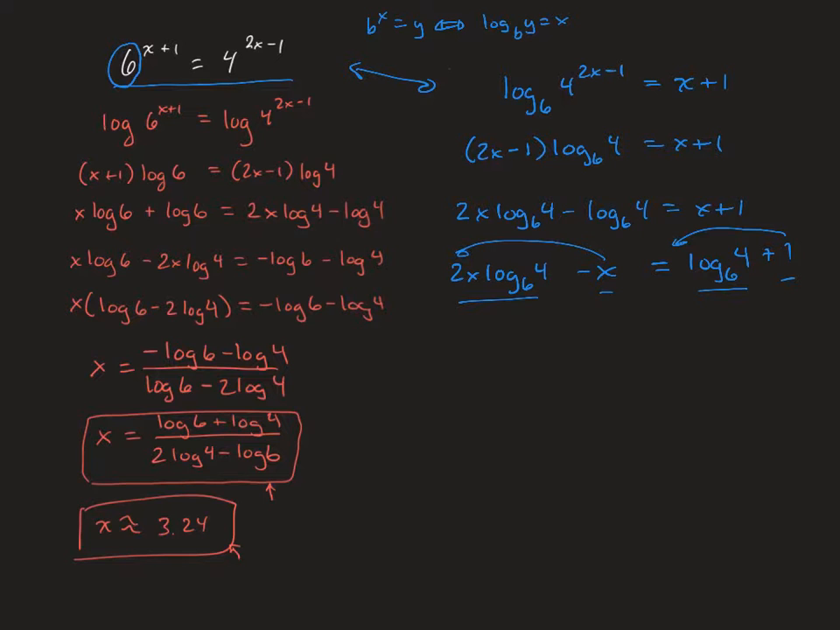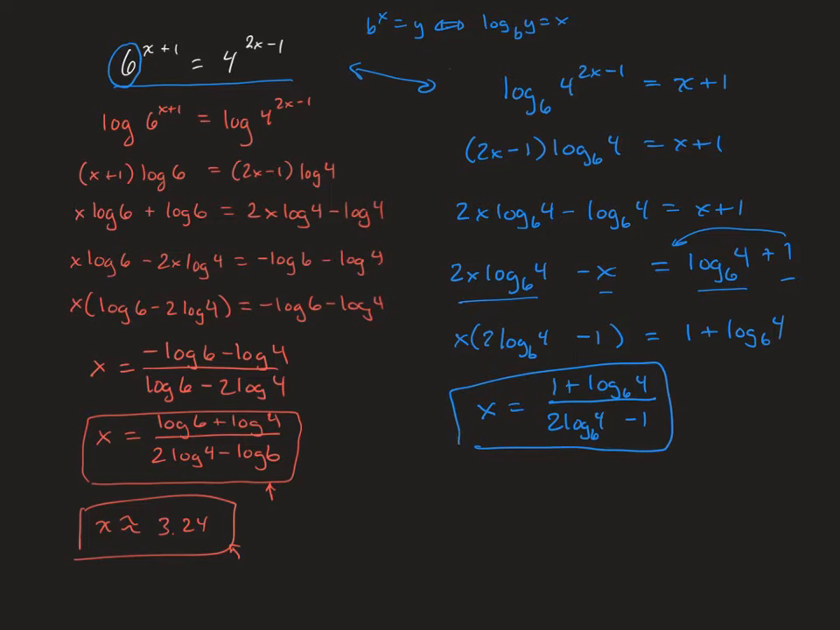Then I'll factor. So x times (2 log base 6 of 4 minus 1) equals 1 plus log base 6 of 4. And then I'll divide both sides again, and I get x equals 1 plus log base 6 of 4 over 2 log base 6 of 4 minus 1. And if you're doing it this way, then this is my exact answer.